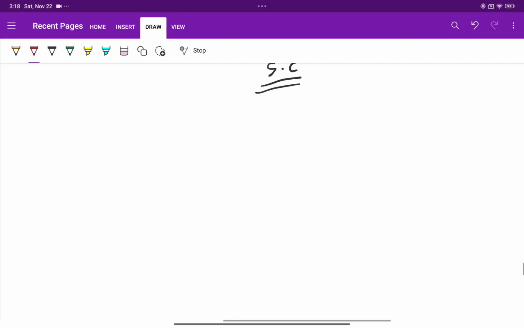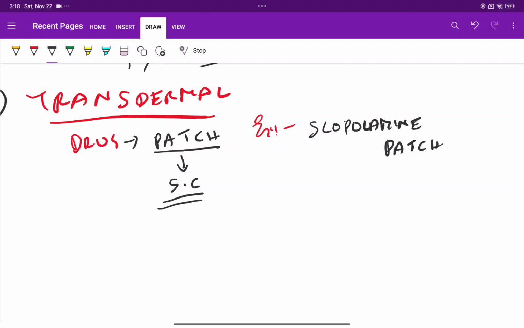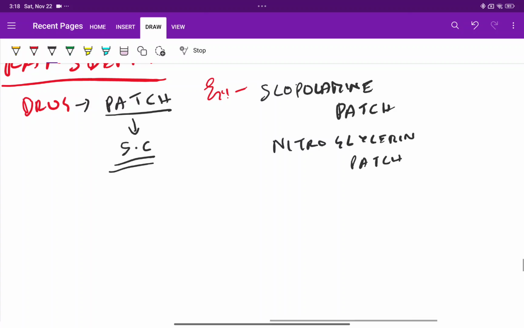Then let us see some good examples of the transdermal route of drug administration. First very important example is the scopolamine patch used for the motion sickness. Then nitroglycerin patch used for the angina prophylaxis. Then nicotine patch for the smoking de-addiction.